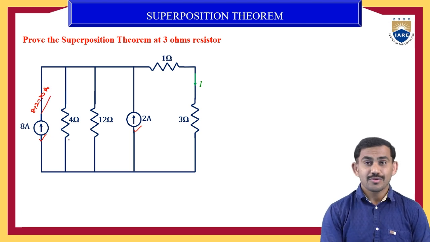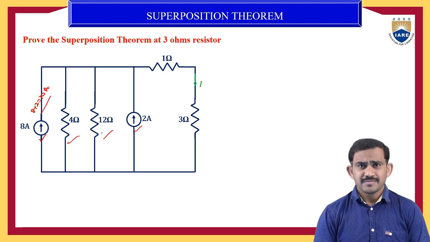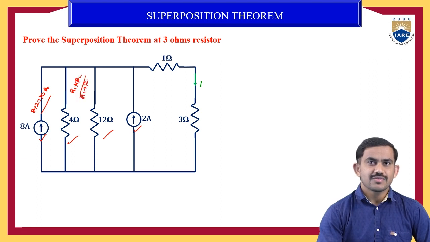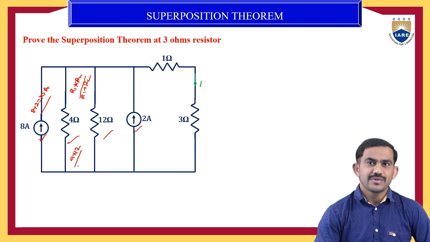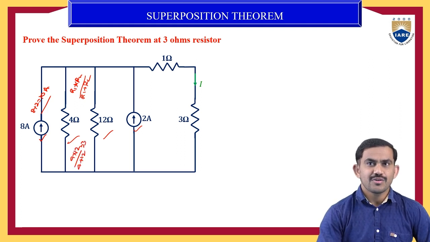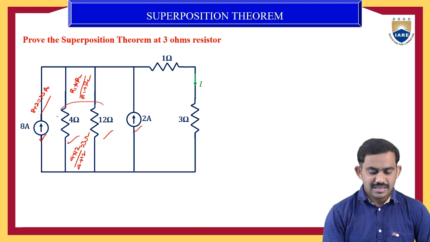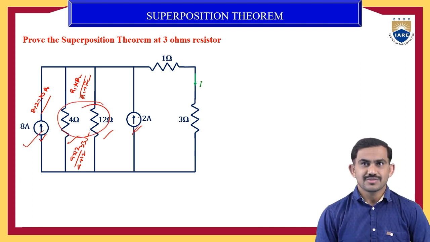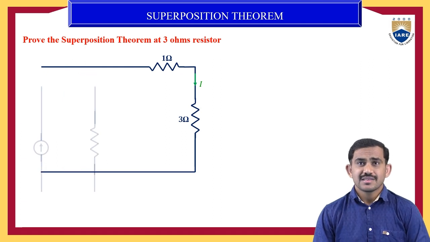Then the 4 ohms as well as the 12 ohms are in parallel. What is the parallel formula? That is R1 into R2 by R1 plus R2. So 4 into 12 by 4 plus 12, we get 3 ohms. So these two resistors convert to one resistor and these two current sources convert to one current source. The remaining circuit is as it is.